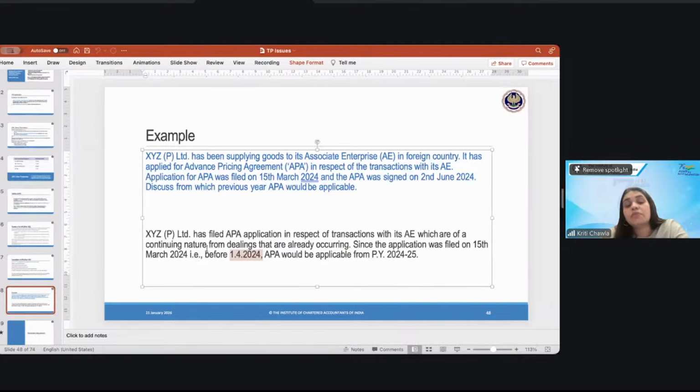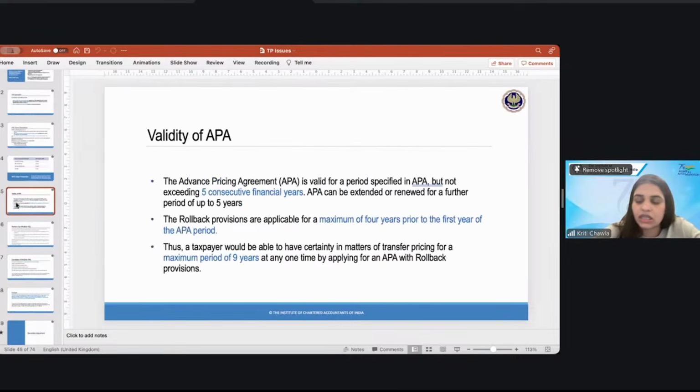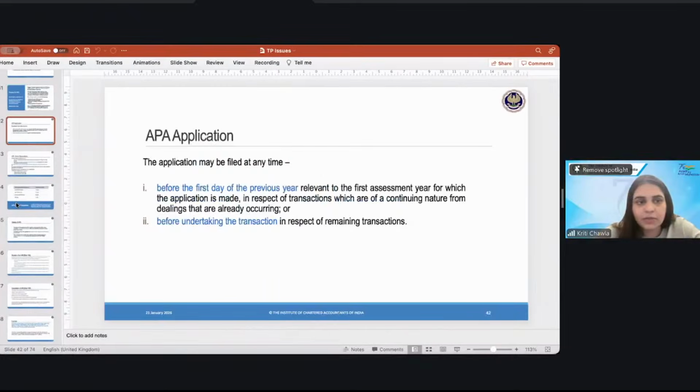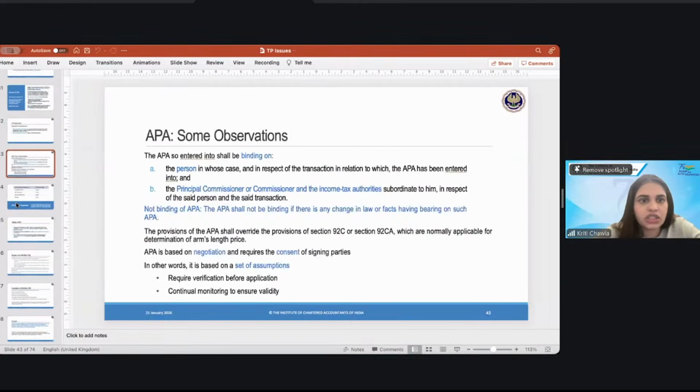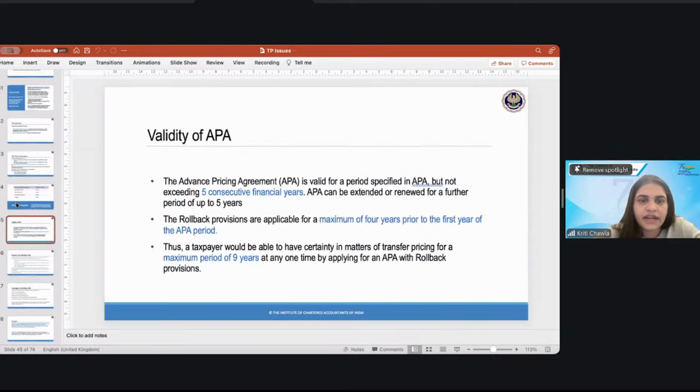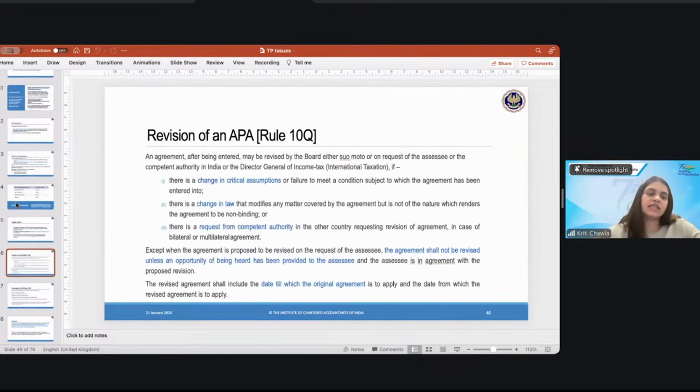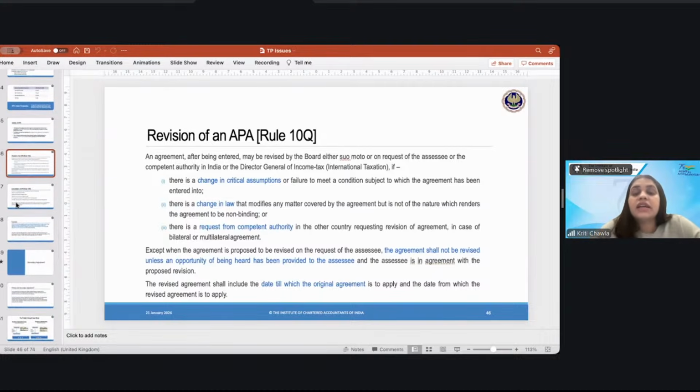It was filed before that. This is the reason APA would be applicable from the previous year, 2024-25. So this is how you need to tackle questions. So we're done with this slide: process, APA application, observations, value, validity. And this is the slide that talks about revision of the APA.